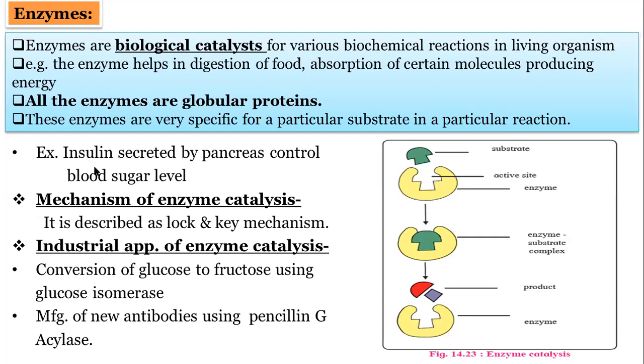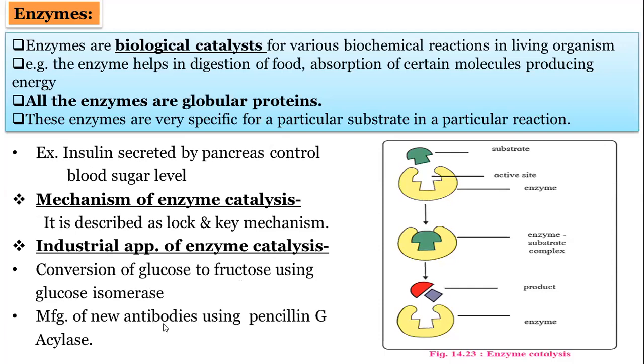Insulin secreted by the pancreas controls the blood sugar level. The mechanism is shown here. Industrial application of enzyme catalysis: conversion of glucose to fructose using glucose isomerase. This can be asked for 1 mark. Conversion of glucose to fructose using the enzyme glucose isomerase.